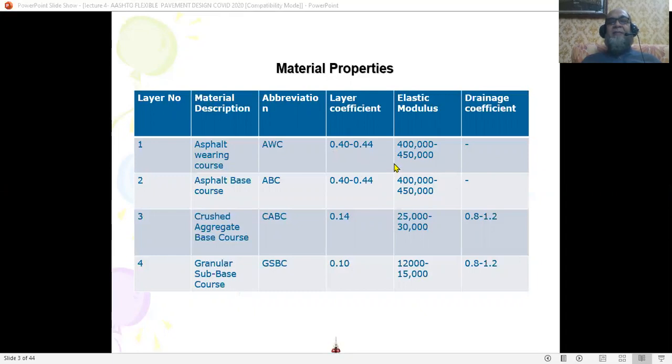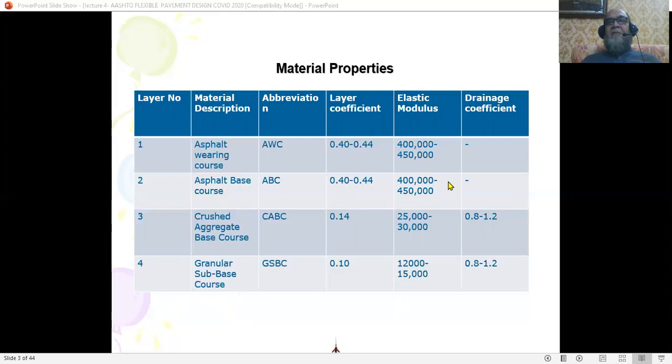The elasticity modulus is between 400,000 and 450,000. Remember, for the asphalt wearing course, it is not an elastic modulus, it is a resilient modulus. Asphalt cement concrete is believed to be a viscoelastic plastic material. That is, it behaves like a viscous material, that is, it flows with temperature. Sometimes it is recoverable, and part of it is not recoverable. That's why it is called a viscoelastic plastic material. Normally, the elasticity modulus we take for the asphalt wearing course is between 4 lakh and 4.5 lakh.